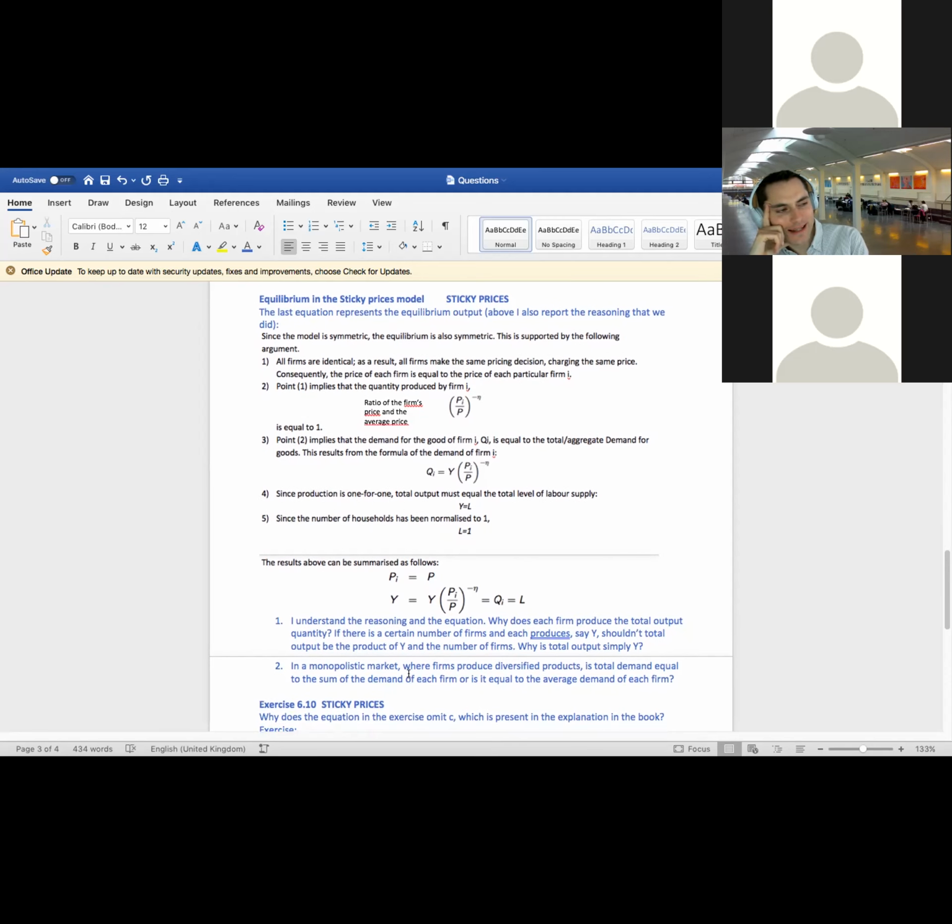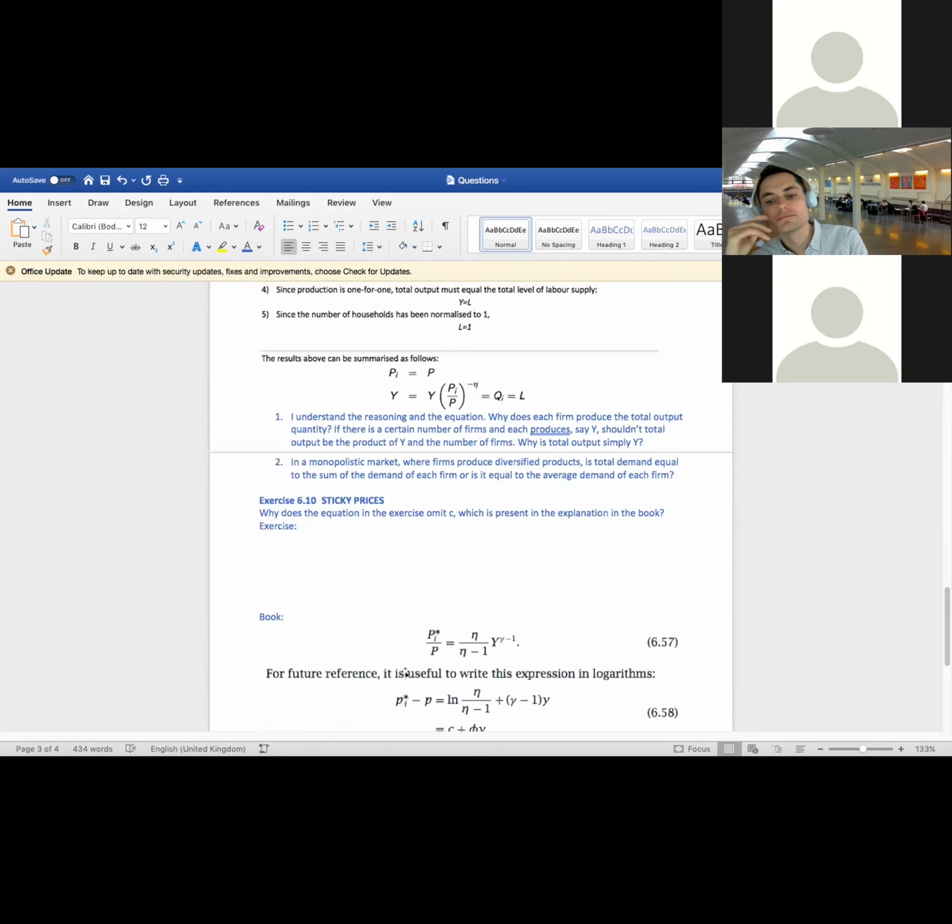So I guess, let's see here. When you're talking about the aggregate demand function, you should think about that as the total. But it's a bit loose here because of the way that I've been a bit loose with notation. Okay. Thank you.